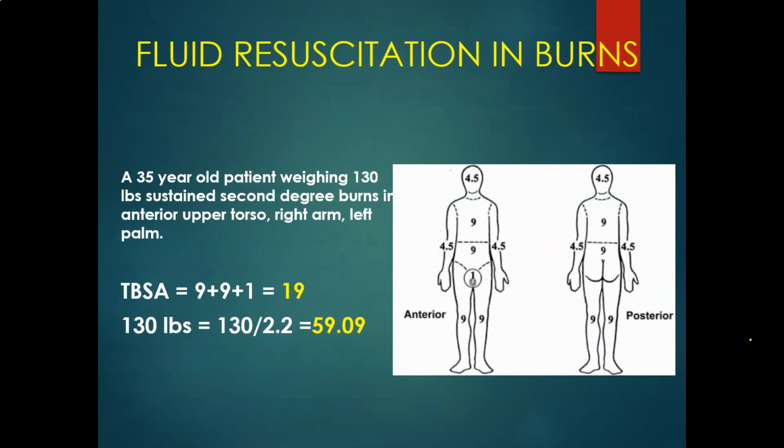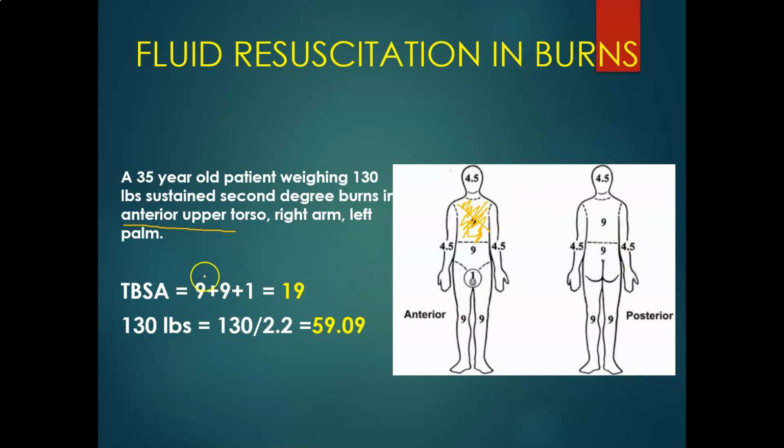There you go. A 35-year-old patient, 130 pounds, with sustained second-degree burns. You are going to identify first your TBSA. So it says here, upper anterior torso. This is your upper anterior torso. Shade that one.